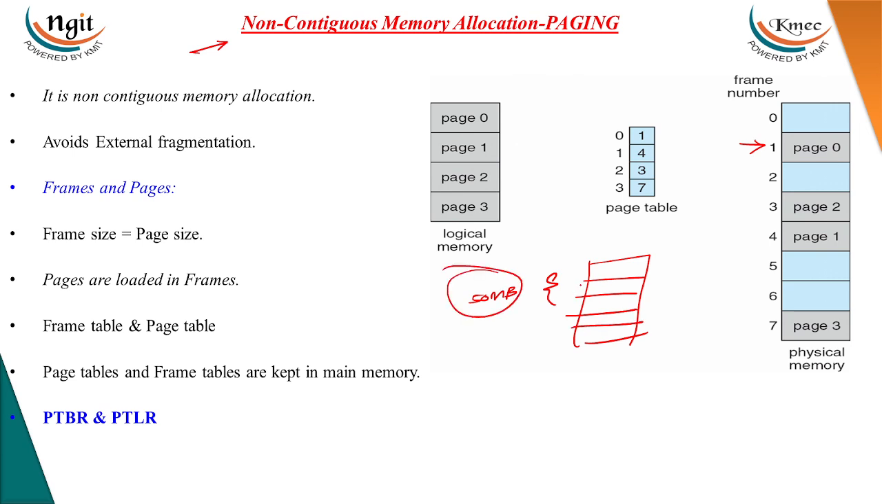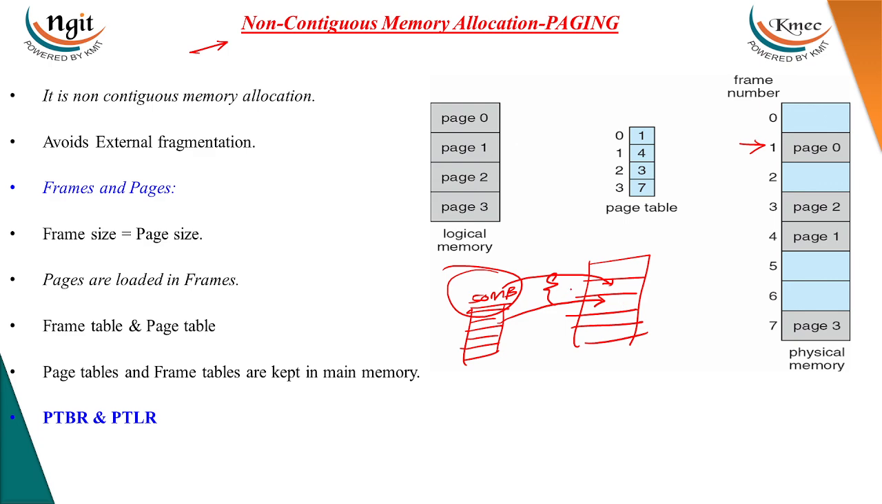Instead, we'll divide this process into multiple partitions. Some particular portion of the process will be stored in one place, and another portion of the process will be stored in another place, wherever memory is available. There are certain rules: we need to split it and store it in main memory.